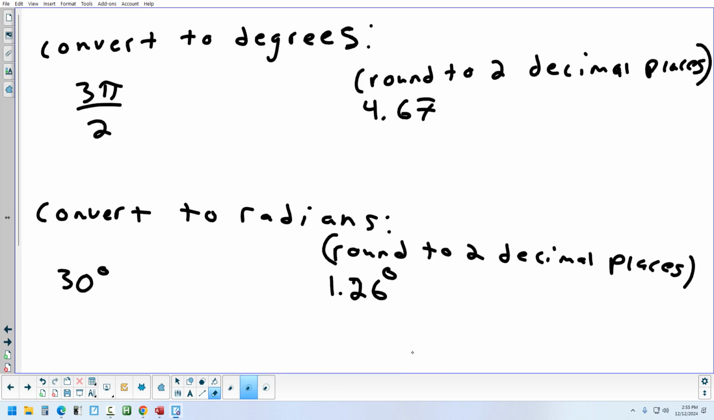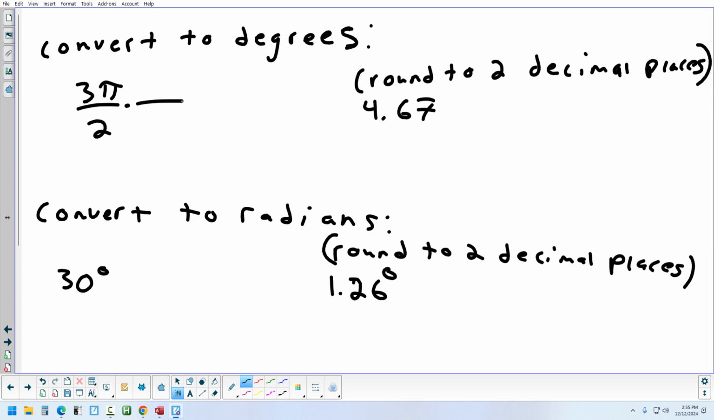Okay. So the next one we're going to take a look at is converting between radians and degrees. There's two problems where we're going to leave the answer exact, and there's two where we're going to round to 2 decimal places. All right, so let's start with 3 pi over 2. We've got radians in the top. Again, it's invisible, but pretend like it says RAD right next to pi.